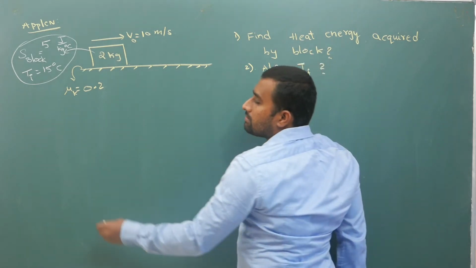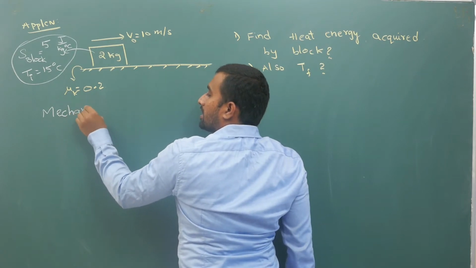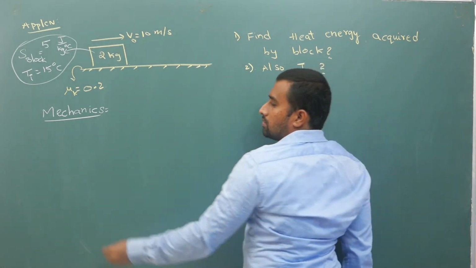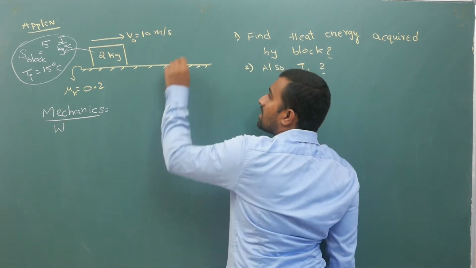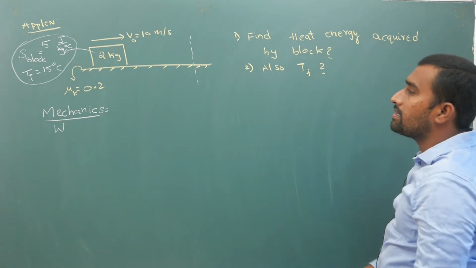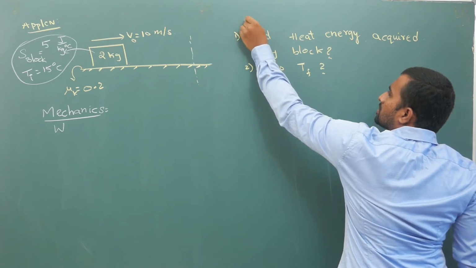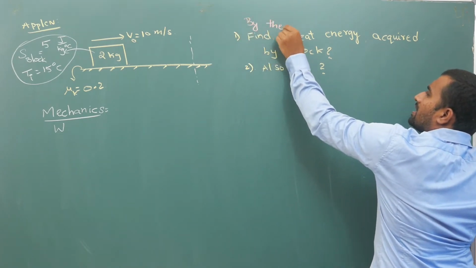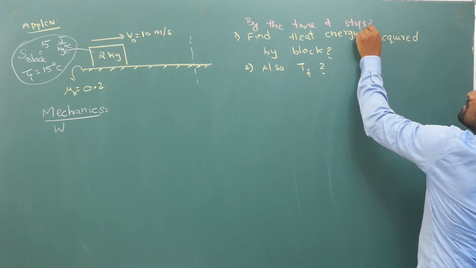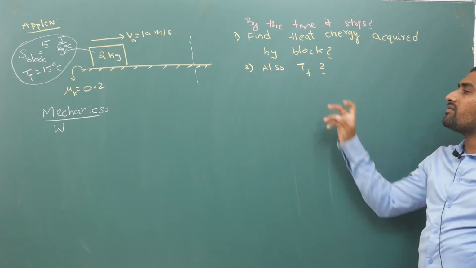Now in mechanics, without discussion of thermodynamics, if you are trying to solve the question in work, power, energy, you will write work done by all forces equal to change in kinetic energy by the time it stops. So this question is: find the heat energy acquired by the block by the time it stops. You are supposed to give the final heat energy acquired by the block and the final temperature.